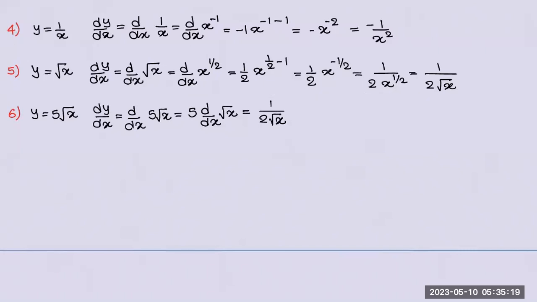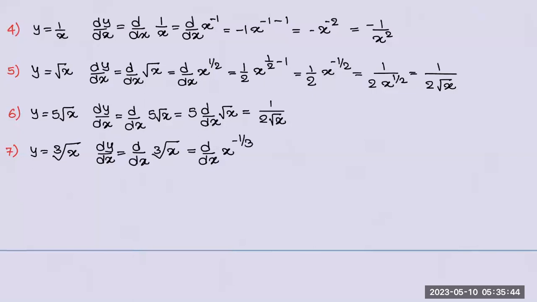Okay, right. 7th one. y is equal to cube root of x. dy by dx is equal to d by dx of cube root of x. That is equal to d by dx of x power 1 by 3. That is equal to n into x power n minus 1.